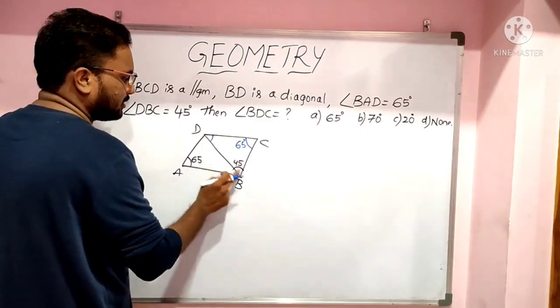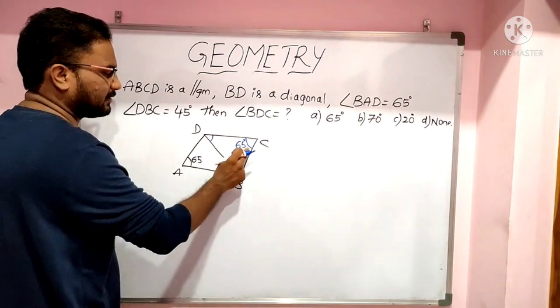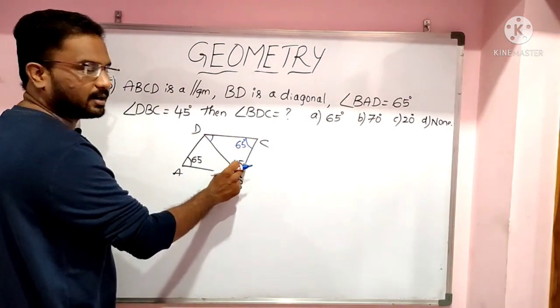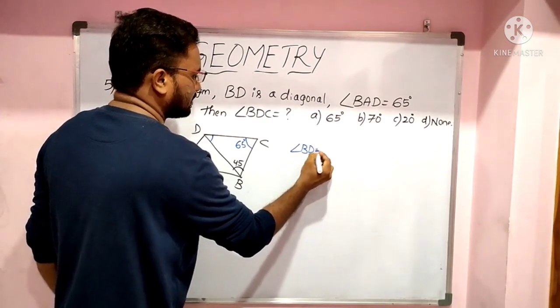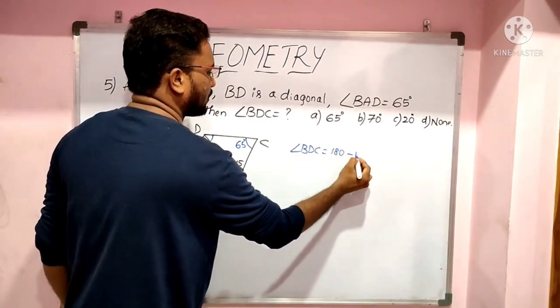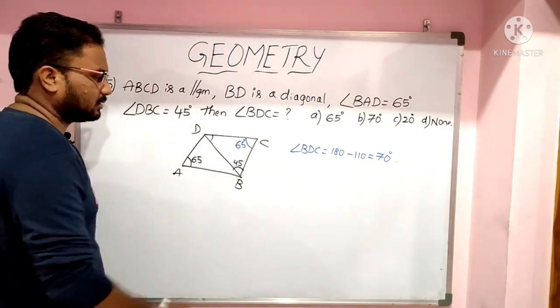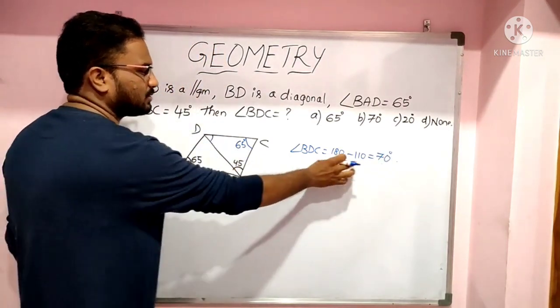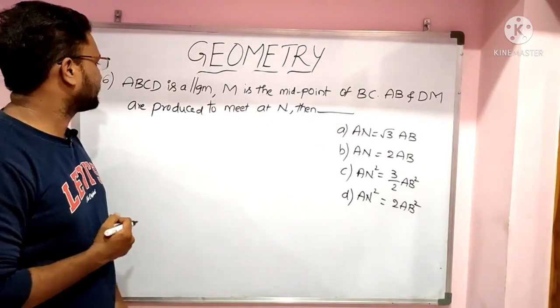So here, this is a triangle. In a triangle, the sum of the angles is 180 degrees. So 65 plus 45 is 110. So the remaining angle is 70 degrees. So angle BDC equals 180 minus 110, which is 70 degrees. So the answer is 70 degrees.